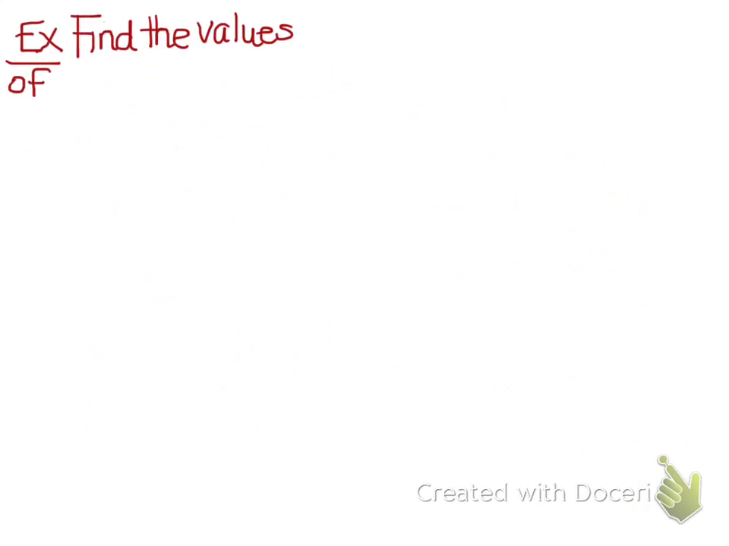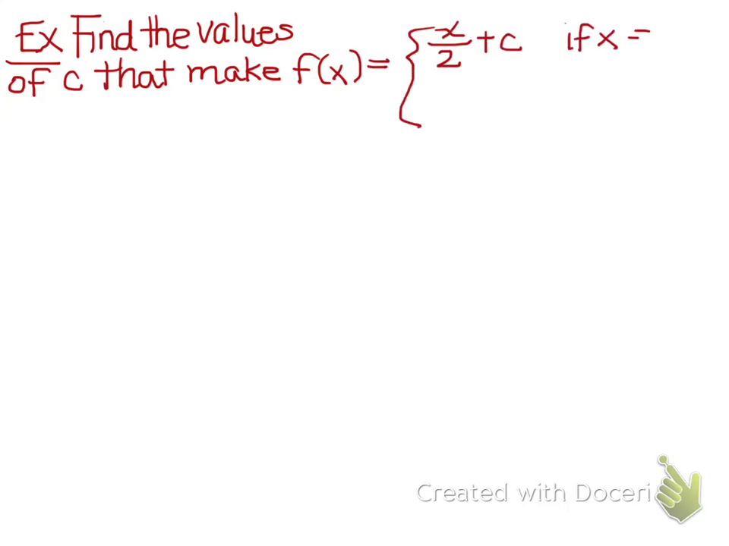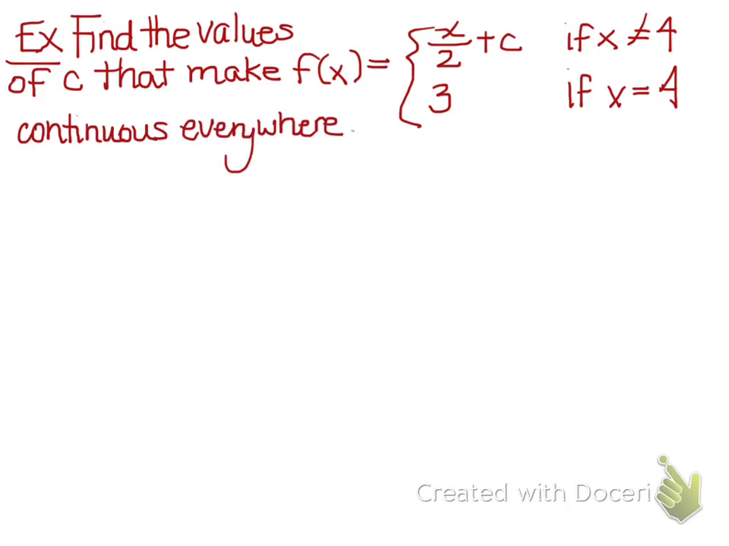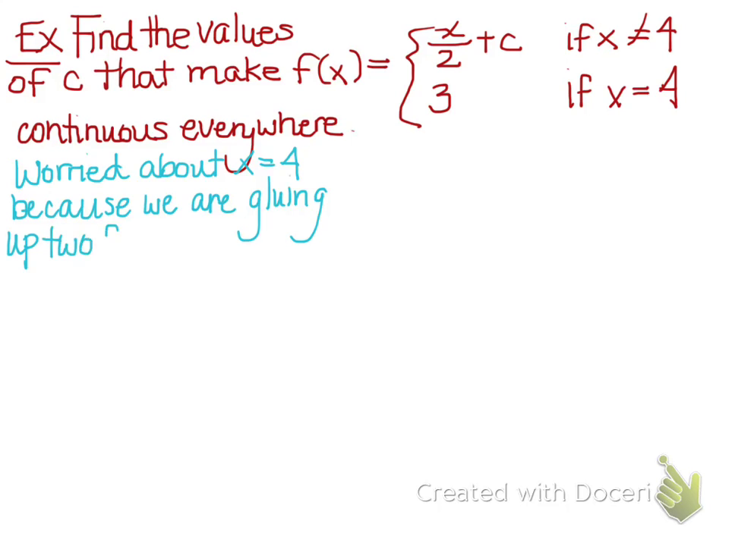Let's try another one of these. Let's find the value of c that makes the function f of x equals x over 2 plus c if x is not 4, and 3 if x is 4, continuous everywhere. Once again, we're worried about the function at the value x equals 4 because we're gluing up two different functions at this x value. But this time we don't need to take the limit from above and below because we're only looking at values that are either not 4 or are equal to 4.